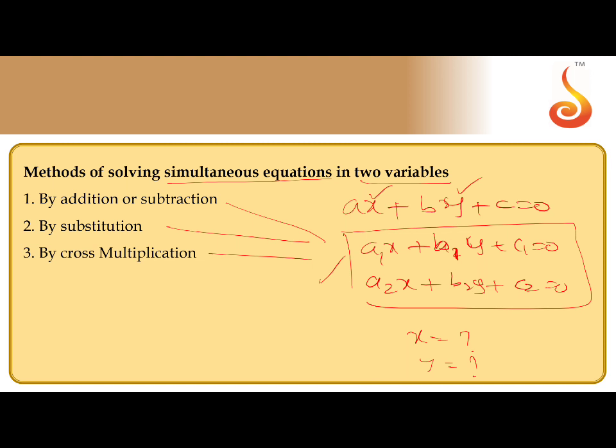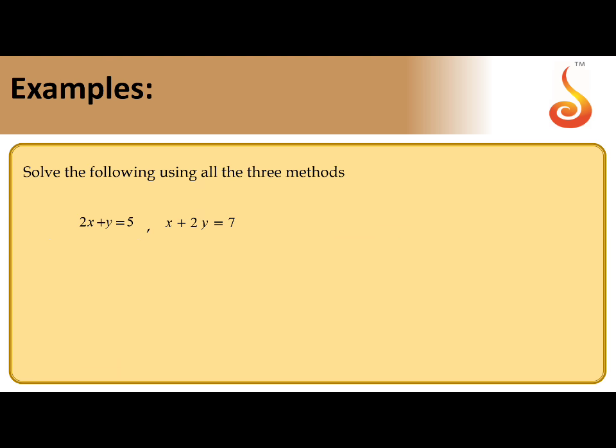Let us take an example. We'll solve the simultaneous equations with all three methods. I will explain. Solve the following equations using all three methods: 2x plus y equal to 5, x plus 2y equal to 7. If you solve the equations, let us take this as equation 1 and this as equation 2. The first method we can take is the addition or subtraction method.